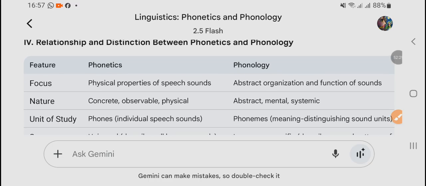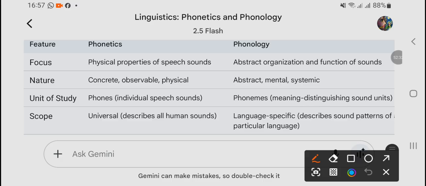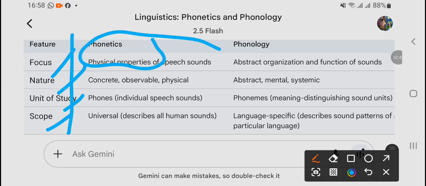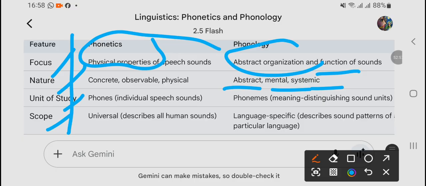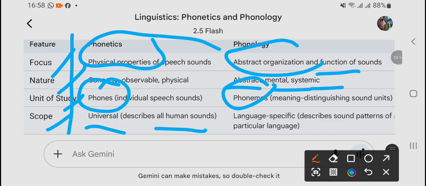Now the relationship and distinction between phonetics and phonology. The features are focus, nature, unit of study, scope. Focus: phonetics is physical properties, and phonology is the abstract organization and function of sound. Nature: concrete, observable, physical versus abstract, mental, systematic. Unit of study: phones, individual speech sounds, versus phonemes, meaning-distinguishing sounds. Scope: universal, for every human language, versus language specific, describing sound patterns.